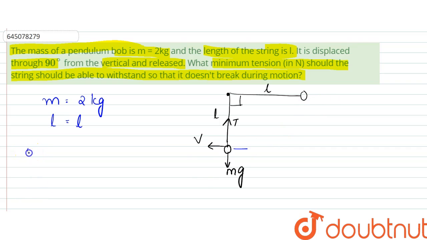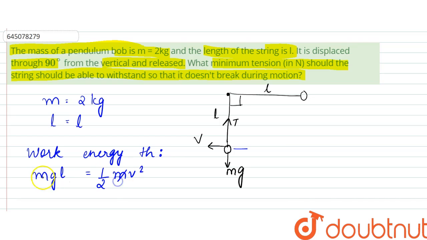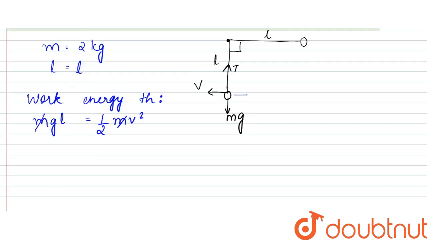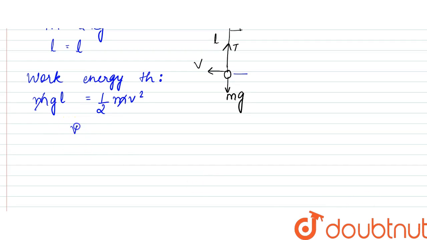So using work energy theorem, mgl should be equal to half mv square. So m and m get cancelled from here. So v square is equal to 2gl.